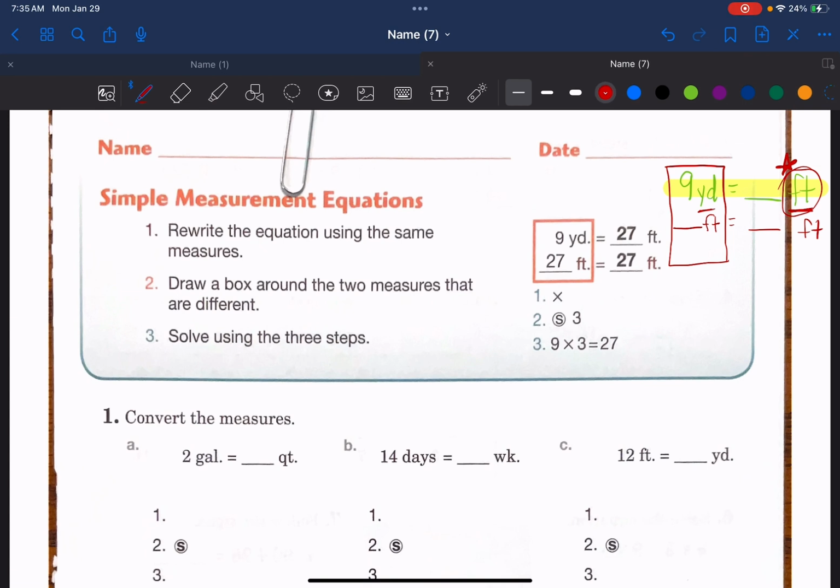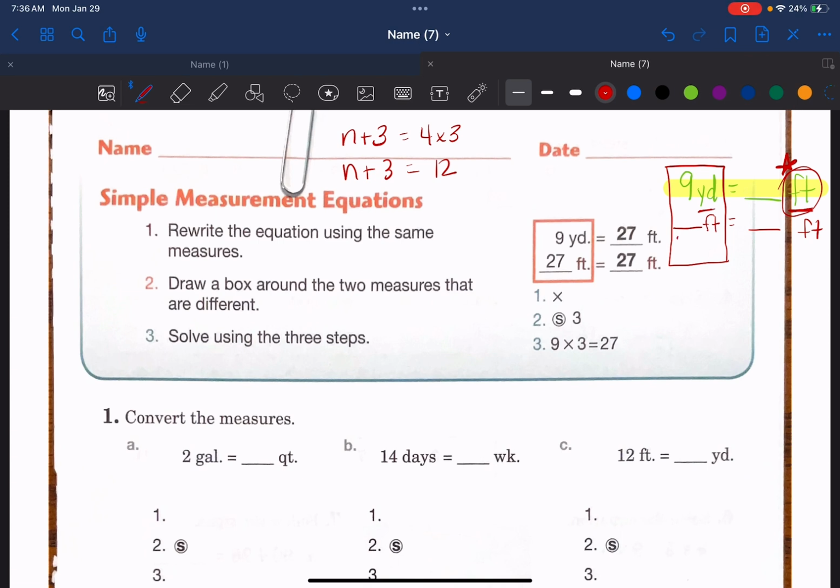Kind of like what you did when you're solving for n plus 3 equals 4 times 3. And you rewrite it and you say n plus 3 equals 12. That's kind of what you're doing here. Okay, so we draw a box around the one that is different. Then we make it into blank feet equals blank feet.